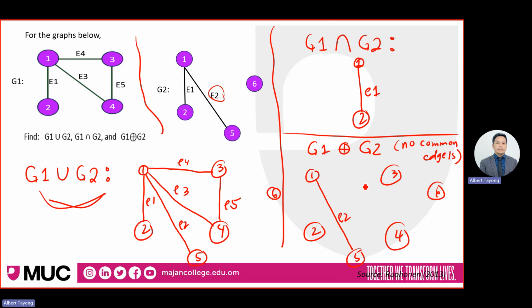E3, we have from 1 to 4. E4 is 1 to 3. E5 is 3 to 4. So that's it. This is our answer without E1. Okay, so it's like G1 union G2 without the intersection, without the edge or edges which are common to both.